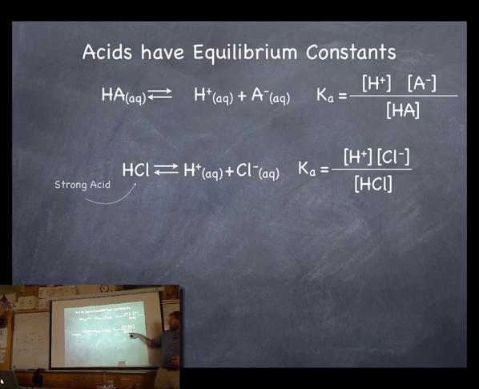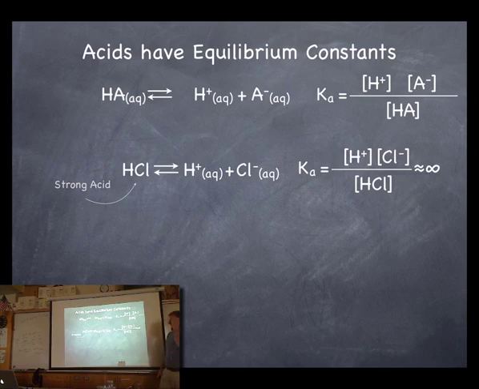What's going to happen to this number here? It's going to be really small. In fact, it's going to approach 0. And if this number approaches 0, what's going to happen to the Ka value? It's going to blow up. It's going to approach infinity.